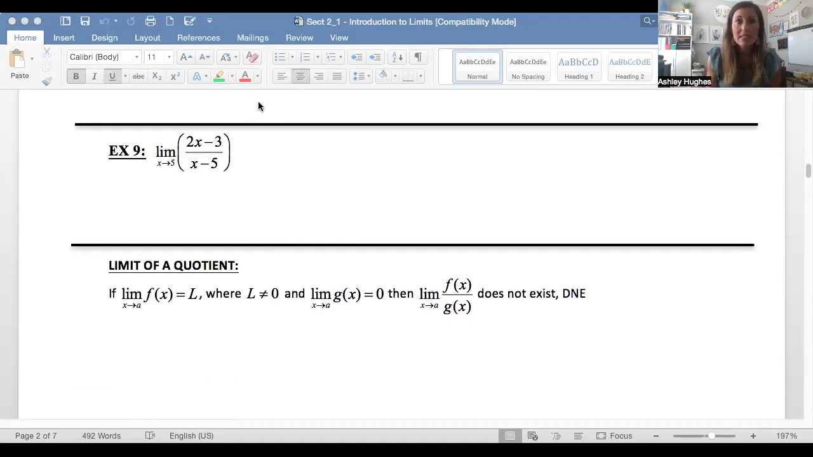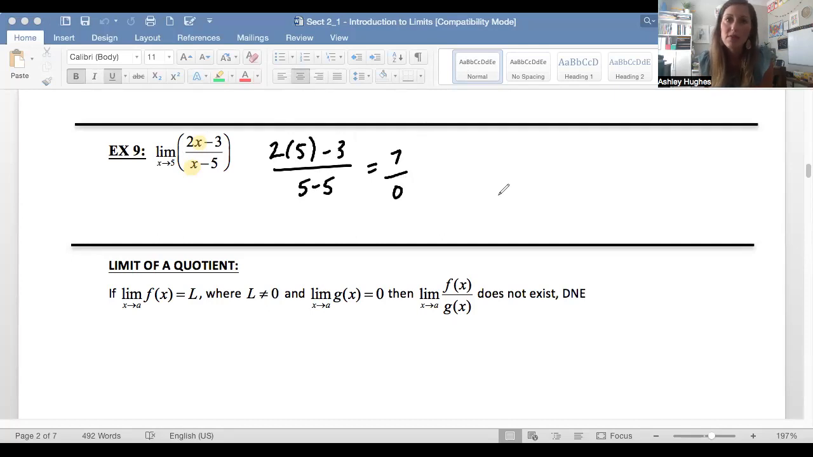Okay, now what happens here? This is our trick one, because it's not always that easy, of course. When I plug in 5, let's see. 2 times 5 minus 3, 5 minus 5. I get 10 minus 3, I get 7 over 0. Can you divide by 0? The answer is no. Anytime you have a number over 0, little mnemonic device, remember, no, does not exist, okay? So a number over 0, no, can't do that, it does not exist.